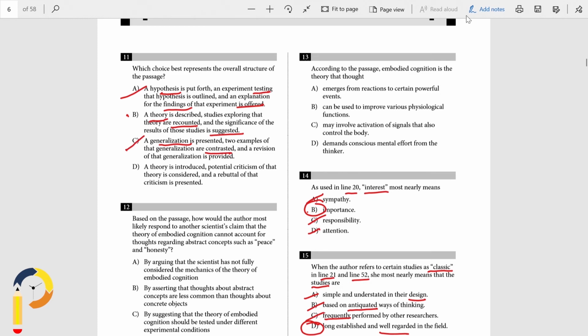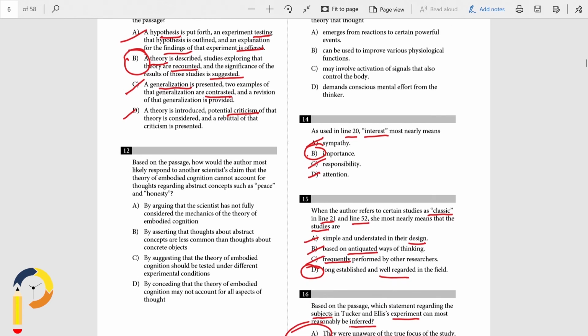Theory introduced, good. Potential criticism. Criticism was not even present. B is my answer. In this particular question, you may have been confused between A and B. You have to understand that hypothesis was really never put forth. So that was your word to watch out for.